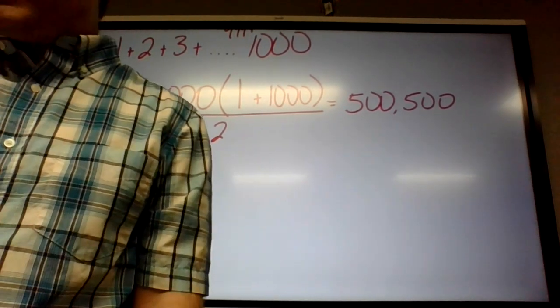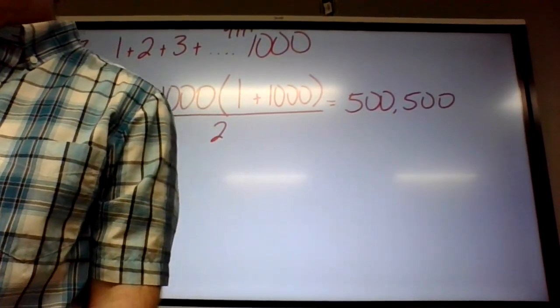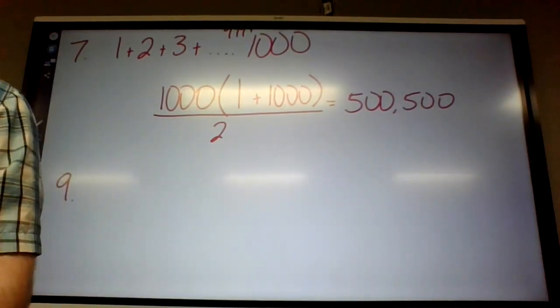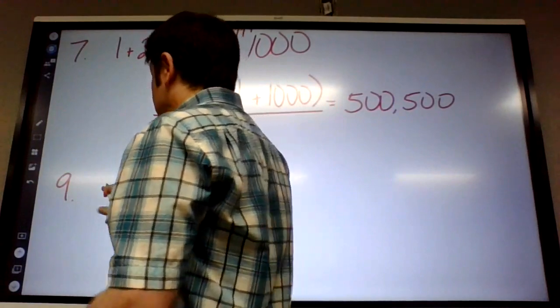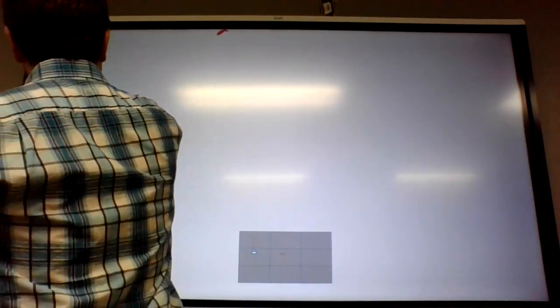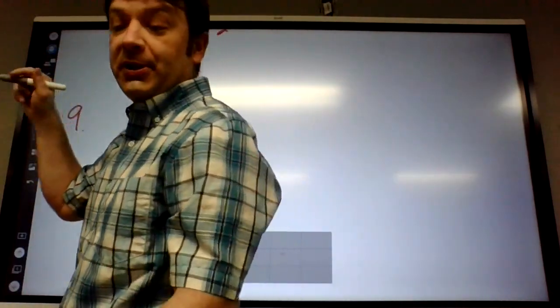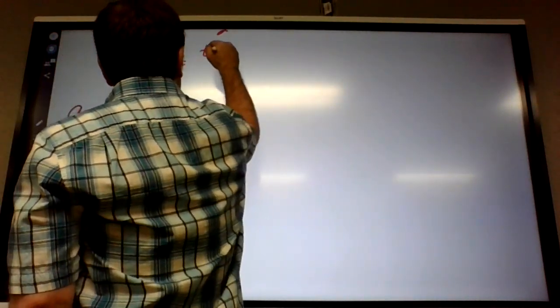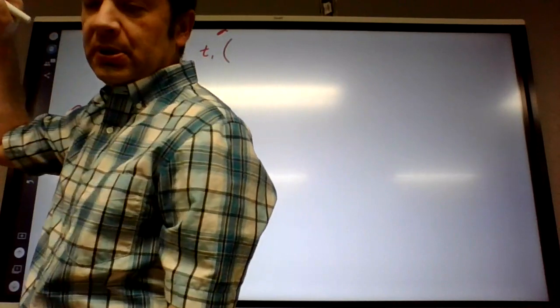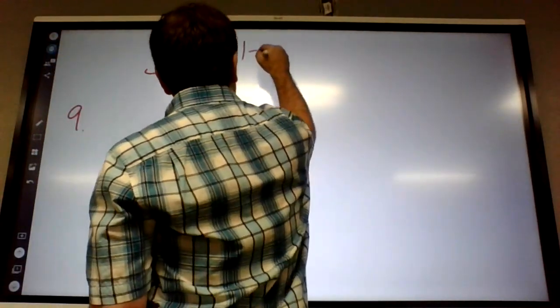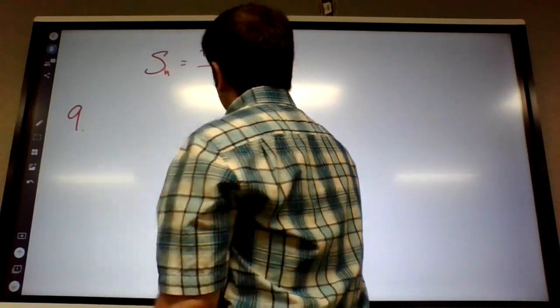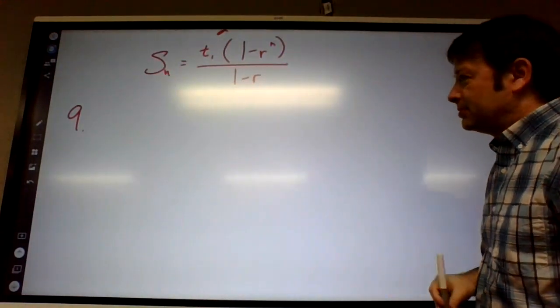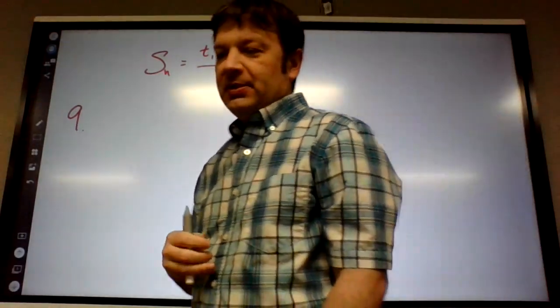Number 9, find S of 8 for the geometric sequence. Okay, so we're going to geometric sequence, so we need to switch our formula up. So I'll rewrite that. This one's at the top of page 488. S of n equals T sub 1 times 1 minus r to the n over 1 minus r. I'm not going to make you guys memorize these. You just have to be able to use them.